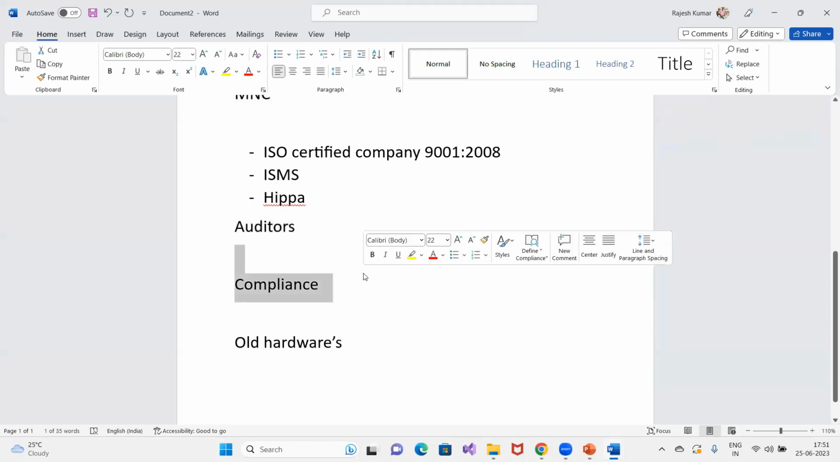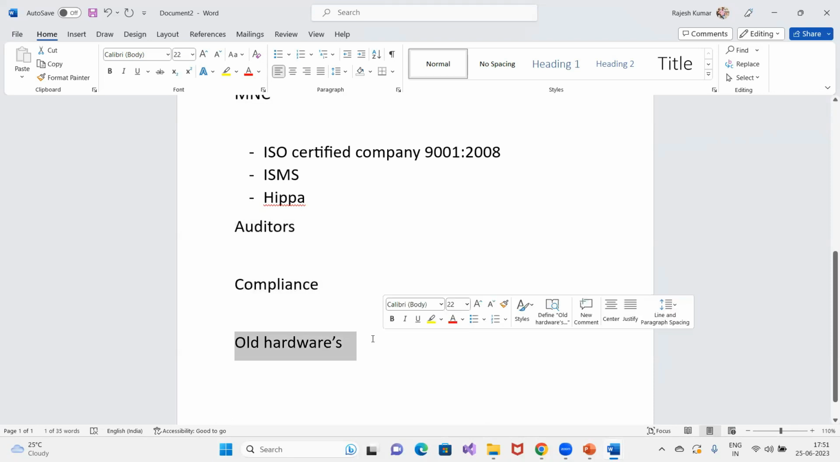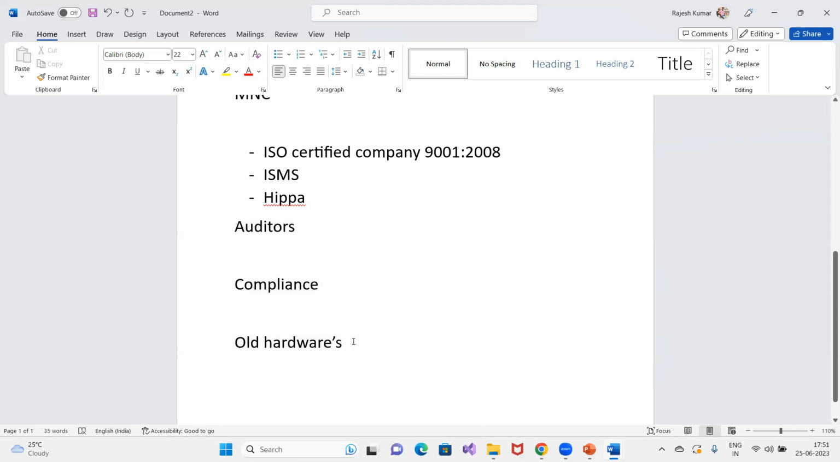So compliance is what? Compliance is a legal term. You cannot use any old hardware in the organization. You cannot use any pirated software. That's also part of compliance. You cannot download any application from the internet. You cannot download any operating system, any cracks from the internet. You will have to purchase the licenses. If any employee is leaving the organization, you cannot delete the user account from Active Directory. You will have to keep it disabled for at least 90 days. So all these things are part of compliance.